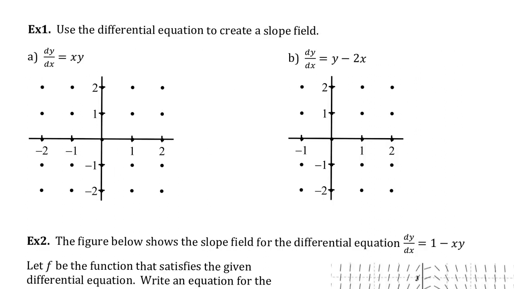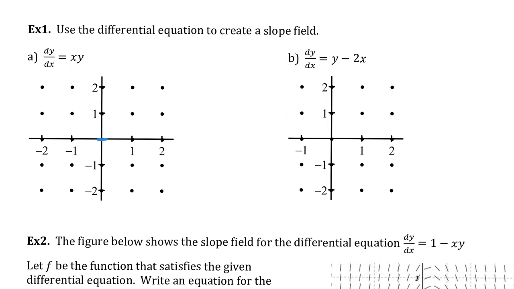Okay, let's go ahead and try to draw our own slope field. And it's going to be a sketch. Okay, it says use the differential equation to create a slope field. So for A, it's dy/dx equals x times y. I'm going to look at each of the points that have a little dot there. Let's start with the easiest one. Let's start at 0, 0. If x is 0, y is 0, if I plug that in here, 0 times 0 is going to be 0. So the slope at 0, 0 is 0. So make a little flat line, horizontal. Okay, so I went to 0, 1.